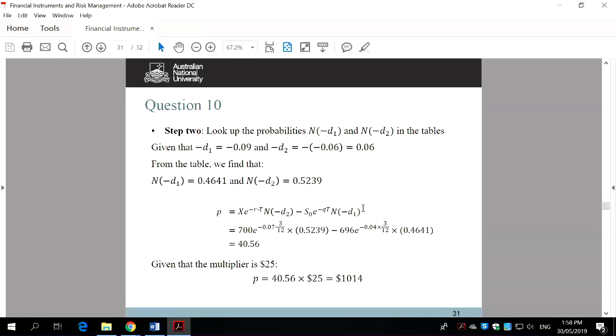But the put option price should always be expressed in dollar terms. Remember, if I didn't tell you what the multiplier is in the question, you automatically assume the multiplier is $25. Okay, so that's 40.56 points times $25. So this is how much the put option should be selling for.